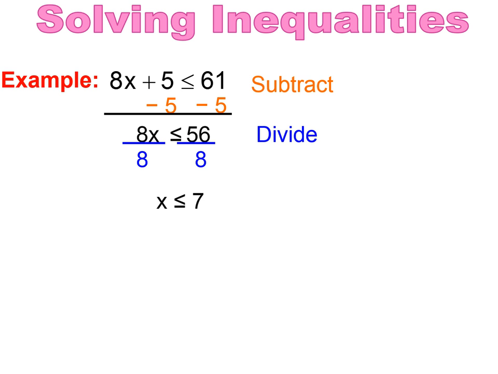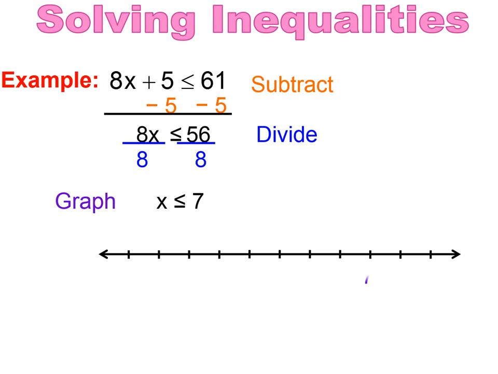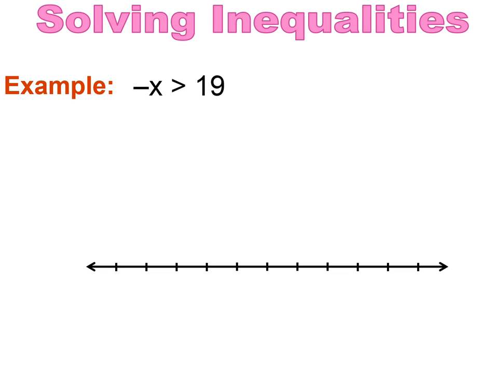So I see x is less than or equal to 7. Therefore, it's going to be a closed circle because it's including 7, and it's every number below 7, so I would shade to the left. Now notice this one. I have a coefficient or a negative in front of x.